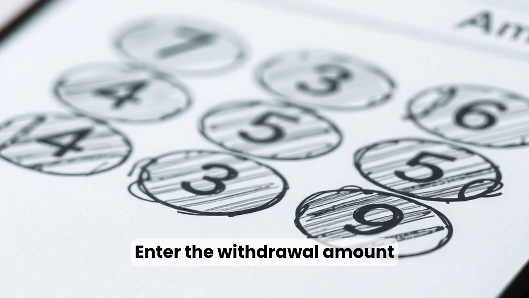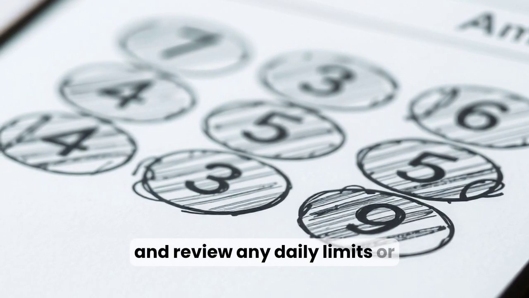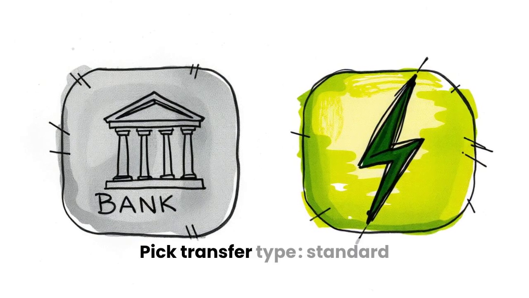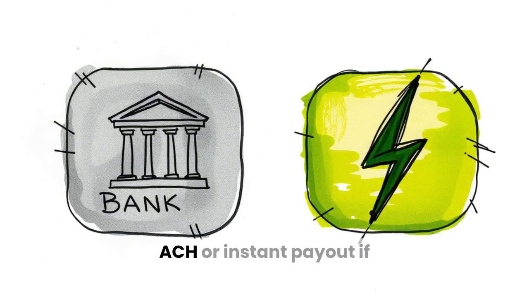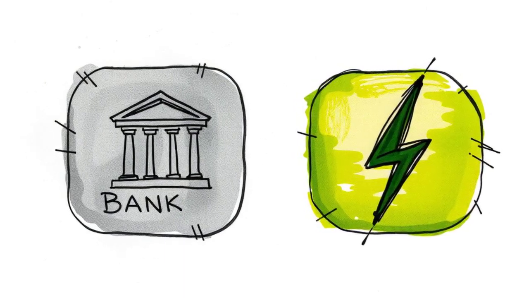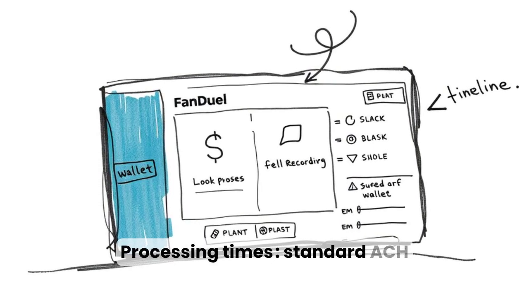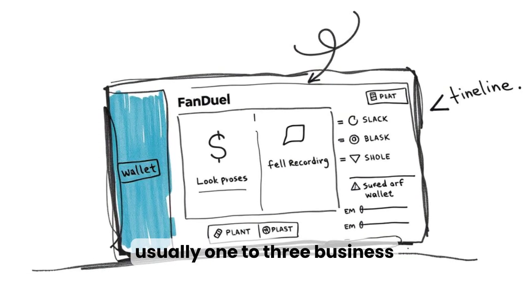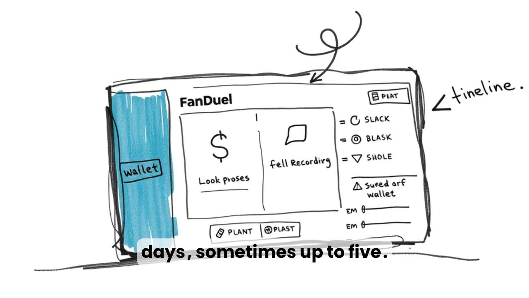Enter the withdrawal amount and review any daily limits or holds. Pick transfer type, standard ACH or instant payout if available. Processing times, standard ACH usually 1 to 3 business days, sometimes up to 5.